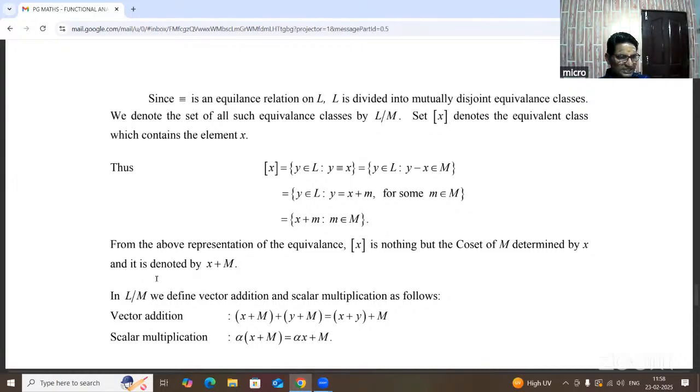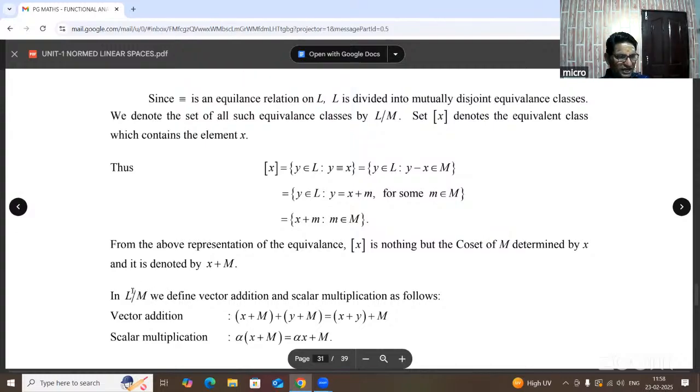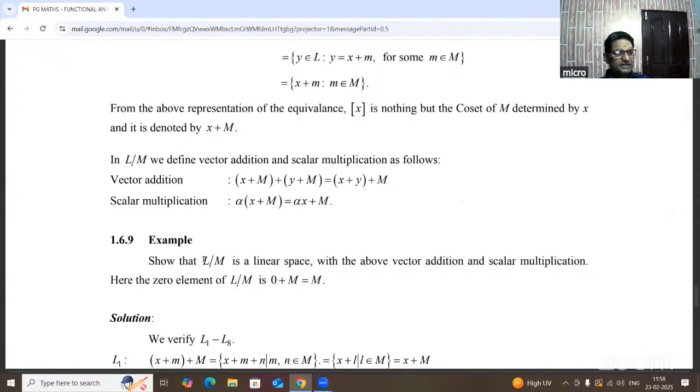So the set of cosets is denoted by L by M. Under vector addition and scalar multiplication, L by M is a linear space. Tomorrow we will prove that the quotient space is a linear space. This is one of the important questions. Don't deviate here. Each and every concept is important for the further concepts. That's why I must explain each and every concept here.